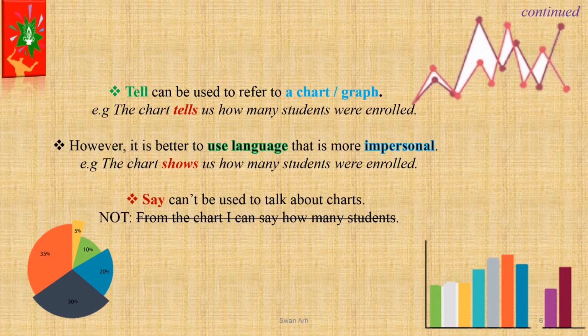The verb tell can be used to refer to a chart or graph. For example, the chart tells us how many students were enrolled. However, it is better to use language that is more impersonal. For example, the chart shows us how many students were enrolled. The verb say cannot be used to talk about charts. We don't write, from the chart I can say how many students. This is incorrect.